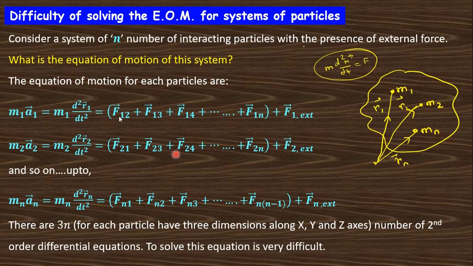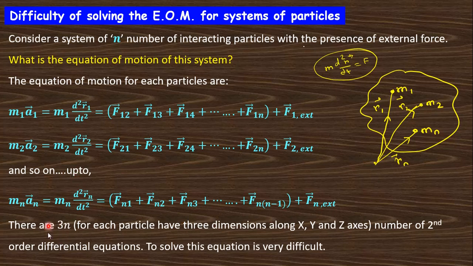Similarly, if you want to write down the equation of motion for particle 2, you can write similarly: this is the force on particle 2 due to 1, force on particle 2 due to 3, force on particle 2 due to 4, force on particle 2 due to the nth particle, right? So these are the internal forces and this is the external force exerted on particle 2. In this way you can write the n equations of motion like that. This is the equation of motion of the nth particle, right?